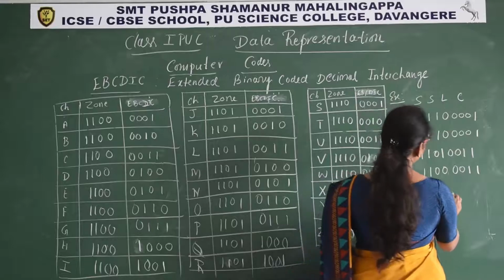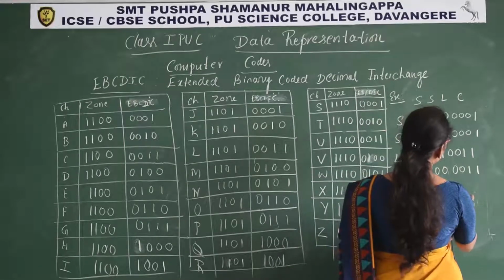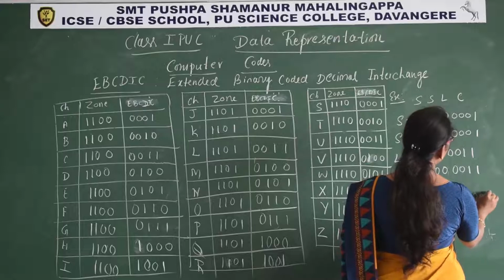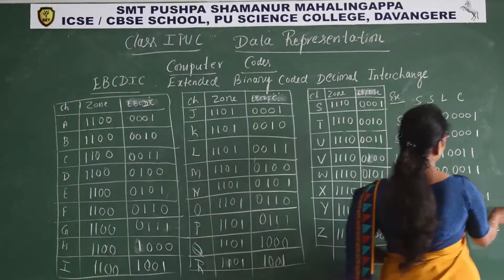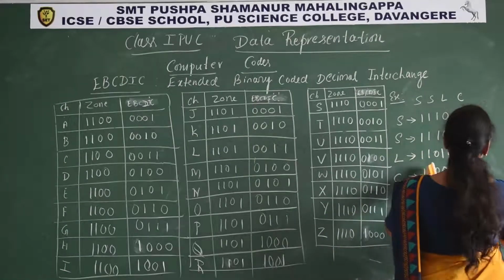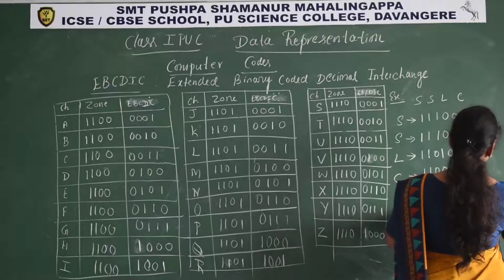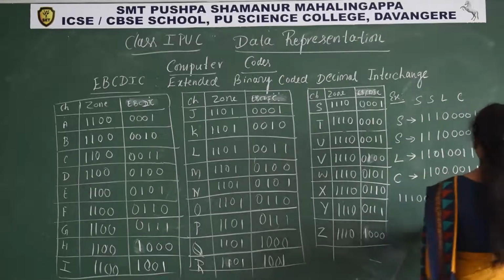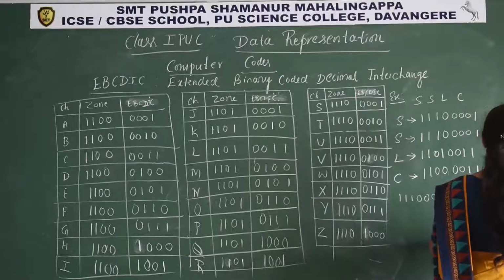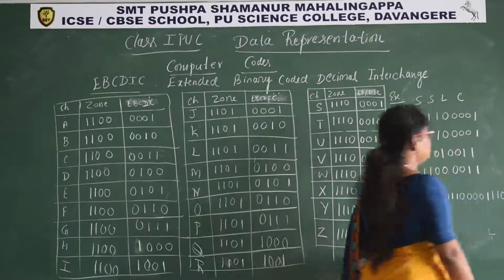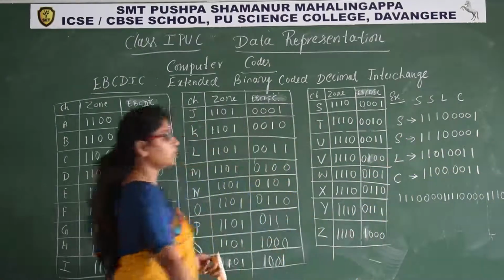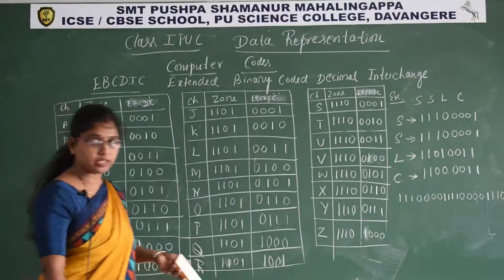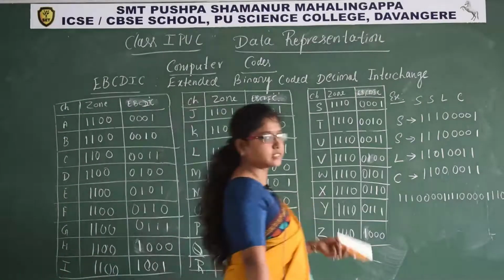11100001, 11100001. Now 11010011, 11000011. So this is the extended binary coded decimal interchange code for SSLC.